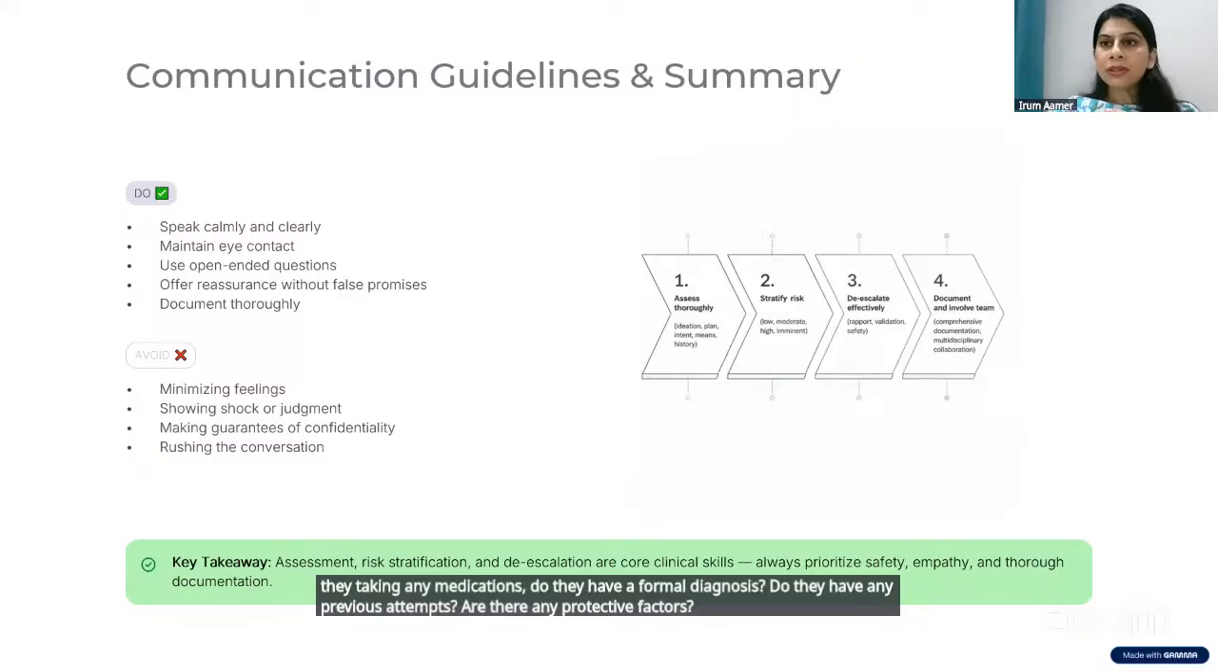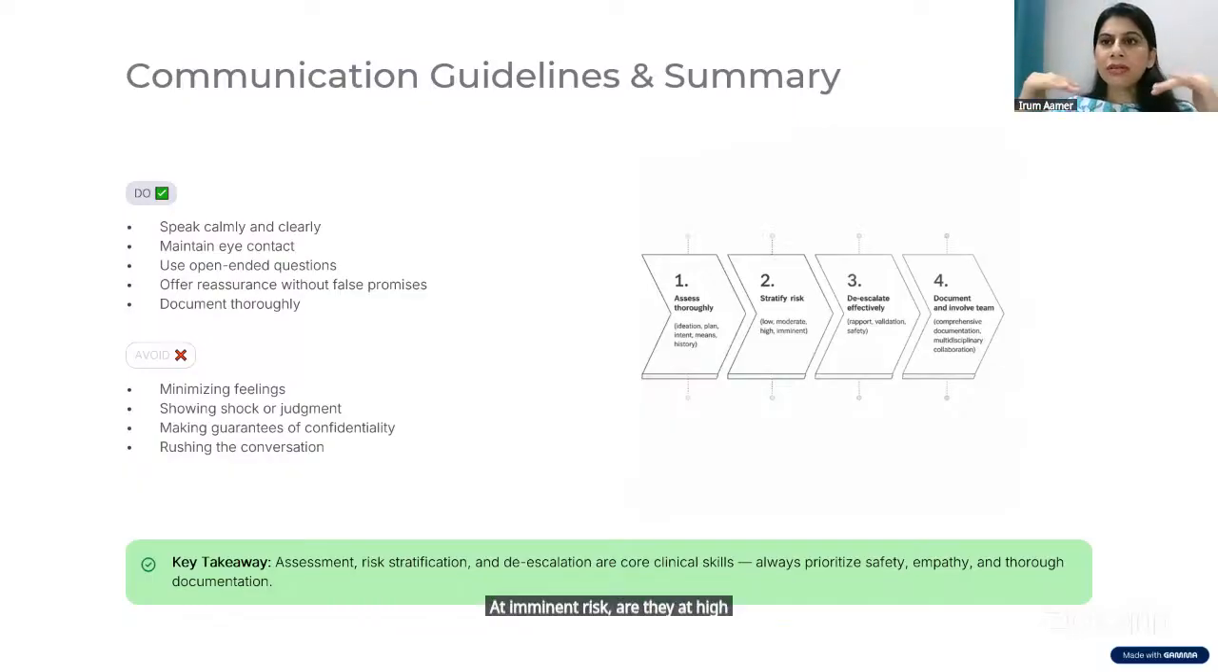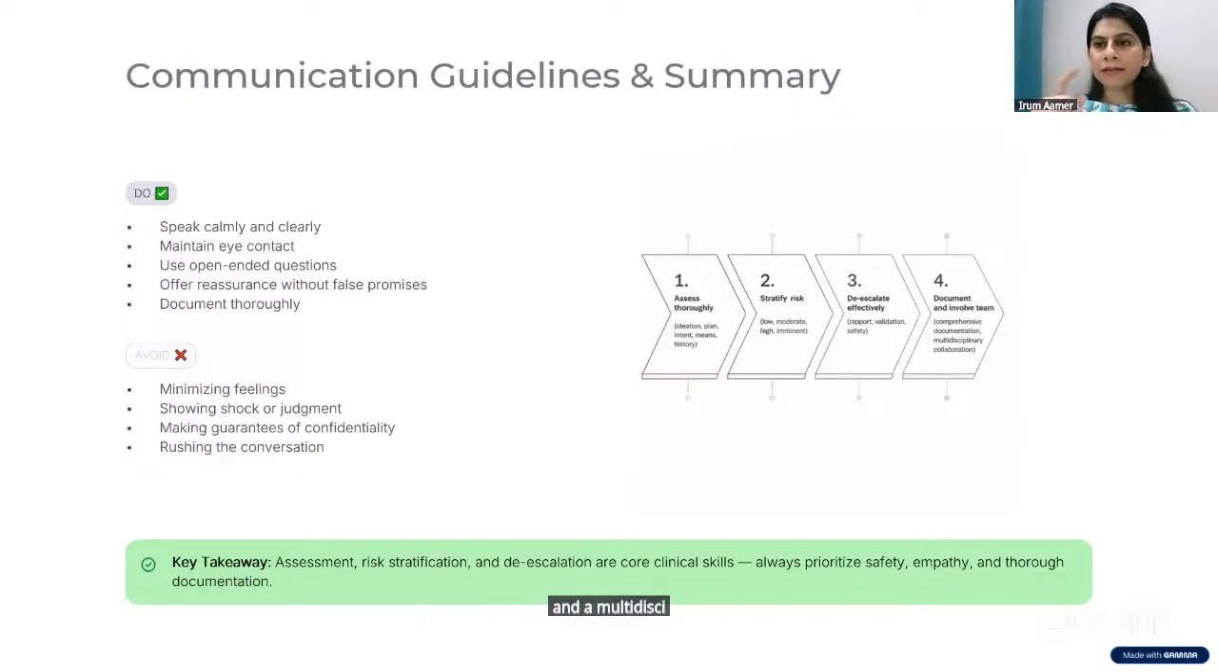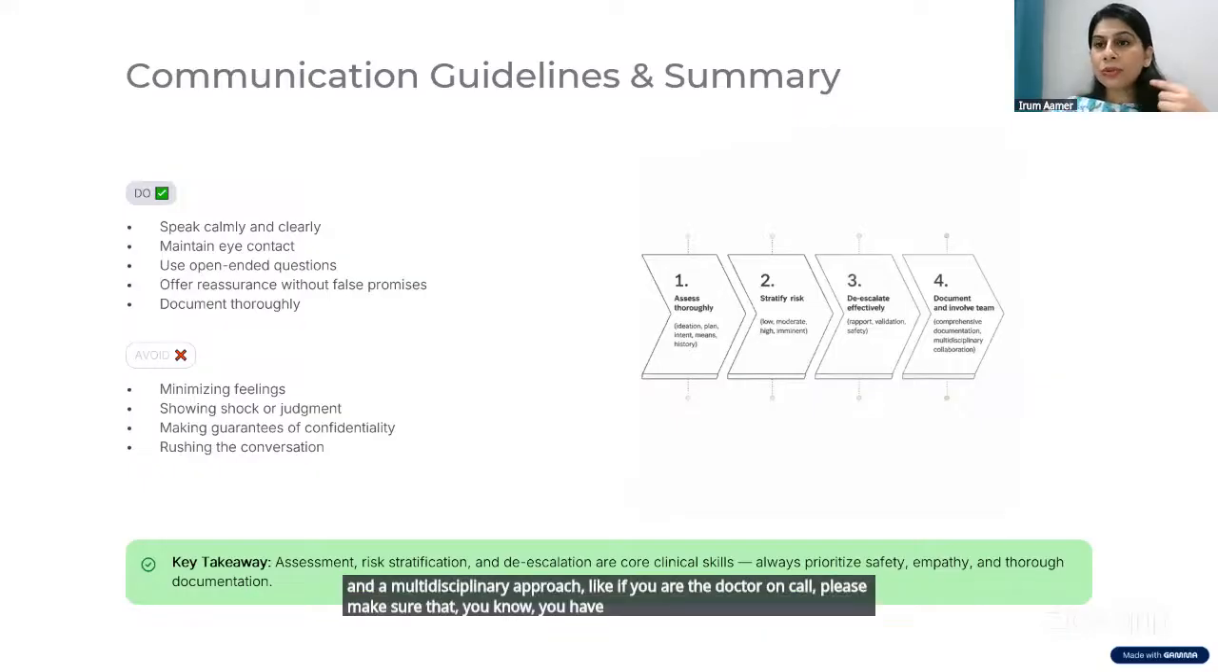The second step would be to stratify the risk according to the pyramid. Are they at imminent risk? Are they at high risk, moderate risk, or low risk? And then offering the de-escalation effectively, and then documenting everything and involving your team. Verbal communication is important, but so is documenting everything that the patient has told you, and a multidisciplinary approach. If you are the doctor on call, please make sure that an emergency team is available, so that if something happens, you can be there.